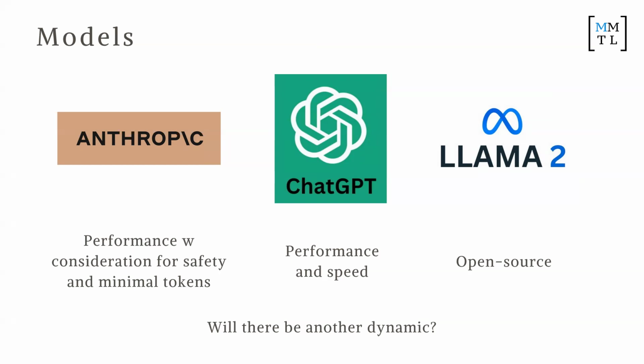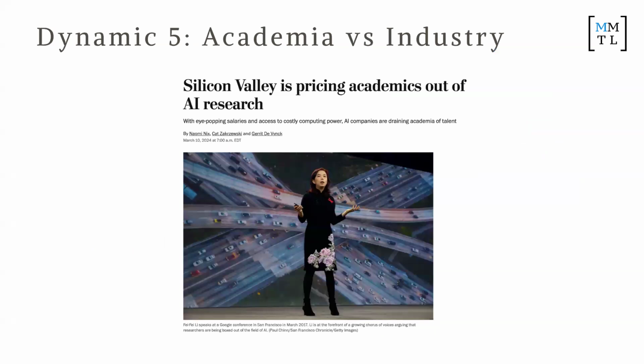ChatGPT is based on performance and speed, and then Llama, which is Meta, is an open source model. So the whole DNA is basically trying to open source their models. Will there be another dynamic? We don't know.